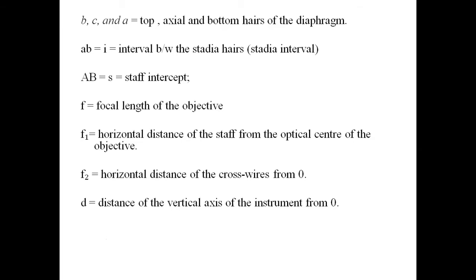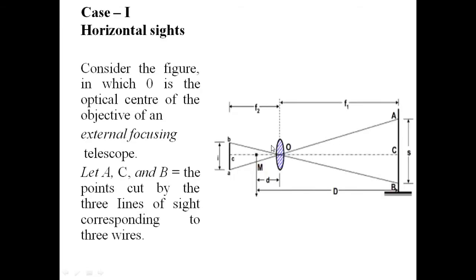Then the difference between A and B is called I, and I is the interval between the Stadia hairs, that is the Stadia interval. The difference between A and B on the staff is called the staff intercept, that is S. Therefore, F is the focal length, and the horizontal distance of the staff from the optical center of the objective is F1.